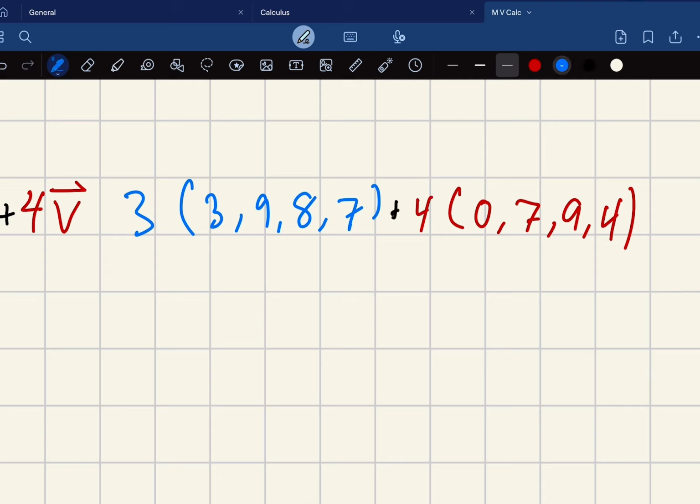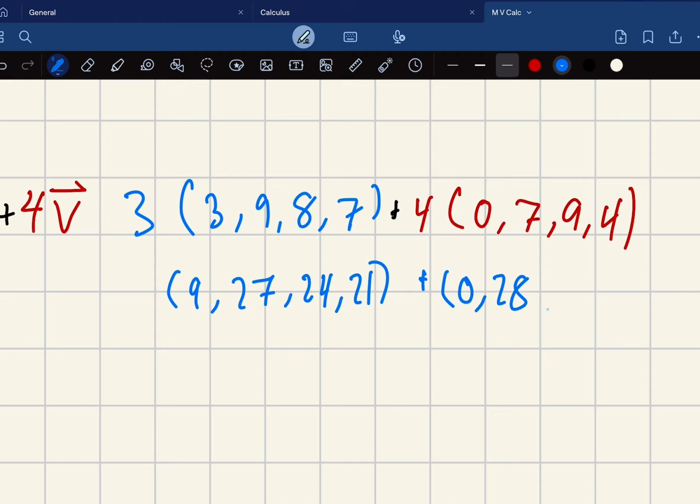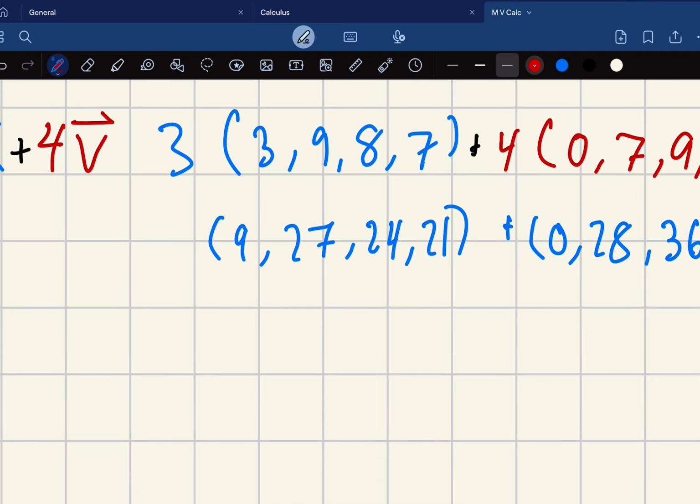3 times 3, that is equal to 9. 3 times 9, that is 27. 3 times 8, that is 24. 3 times 7, that is 21. Plus 4 times 0 is 0. 4 times 7 is 28. 4 times 9, 36. 4 times 4, 16. Forgot to write that in red, but it doesn't matter. I've got to rewrite it down here anyway.